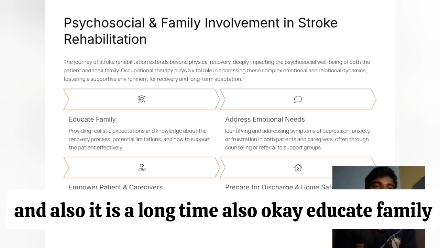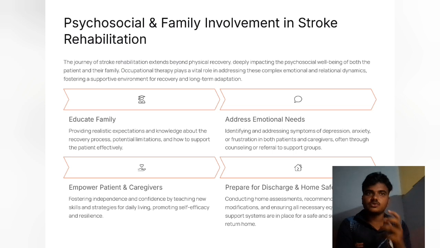Educate the family. The family members should accept the person. So for that we have to educate them, and awareness about the stroke should be taught to the person and the caregiver. So that is education, and it supports the patient effectively. Then come to the emotional needs. Depression, anxiety, and frustration may happen in a patient as well as the caregiver. We have to focus on both. So we have to give counseling to both, and refer them to support groups. The group members should encourage the person.